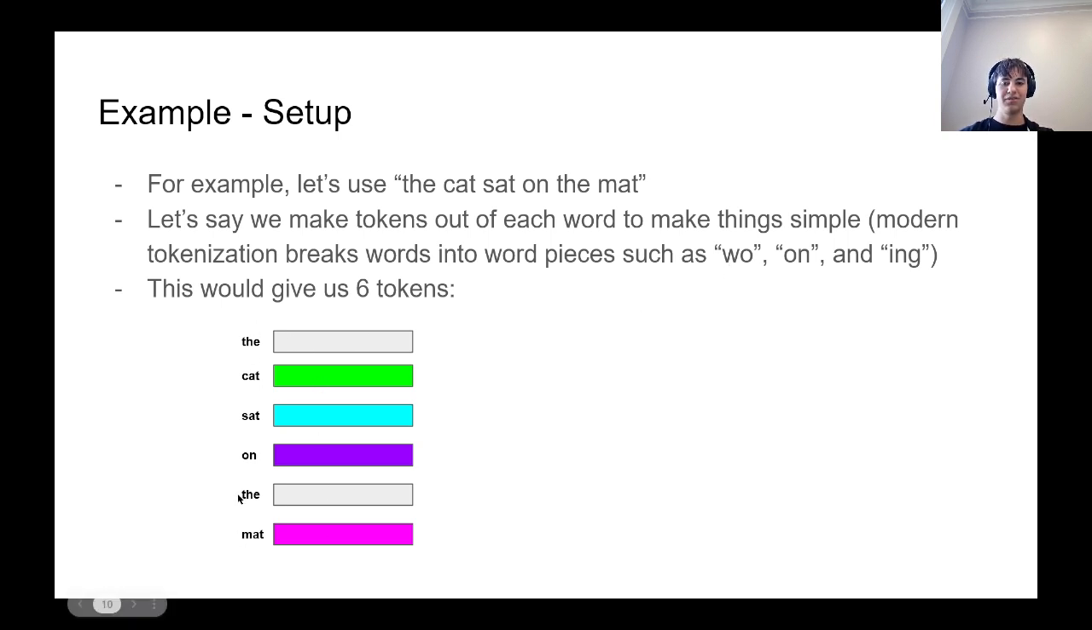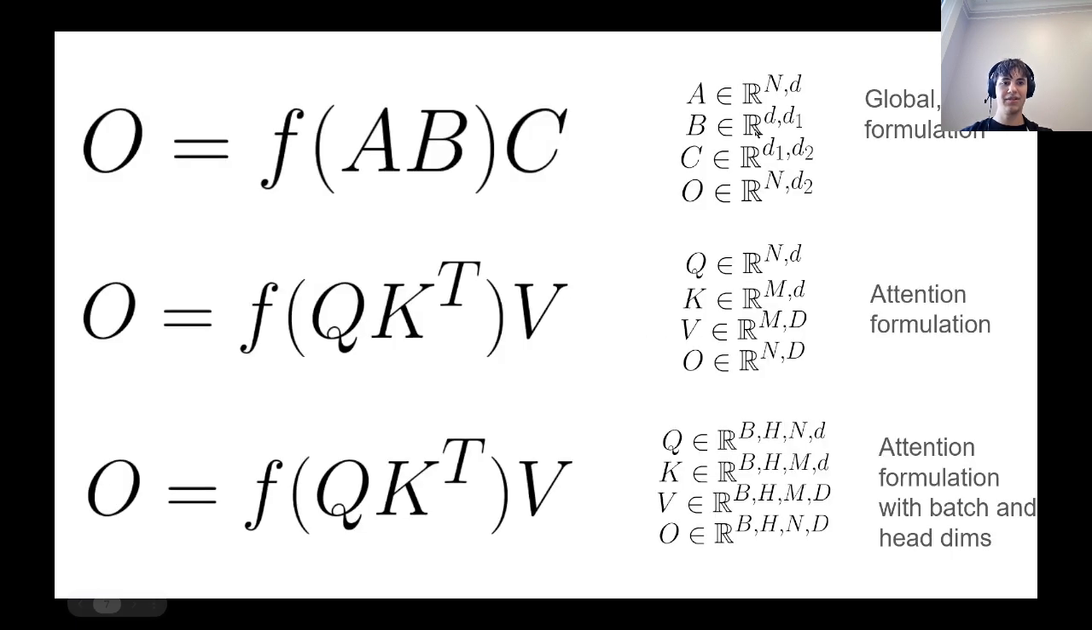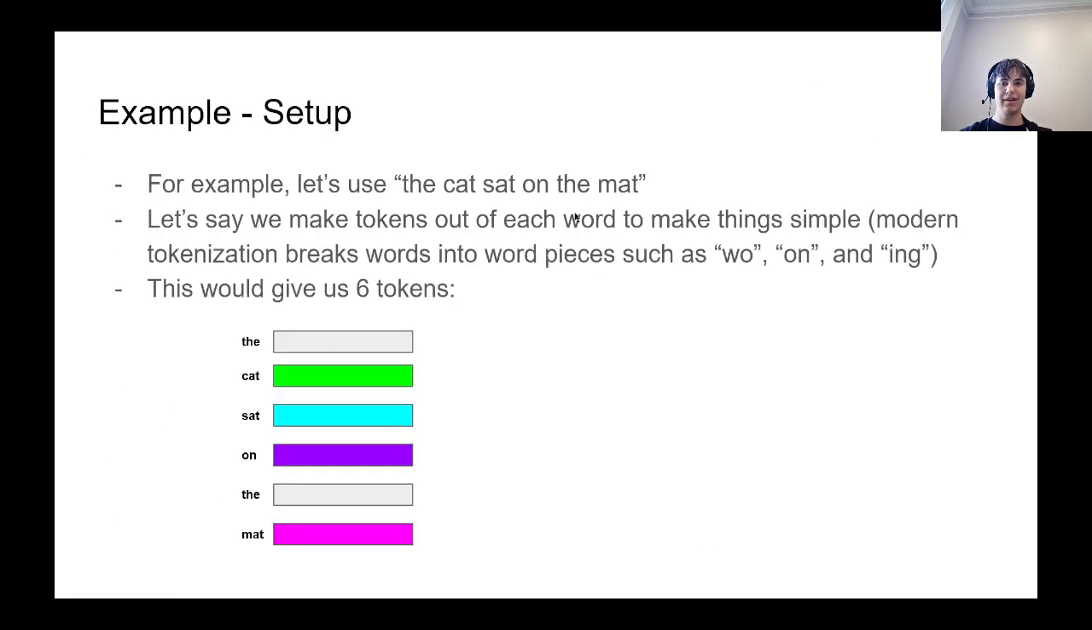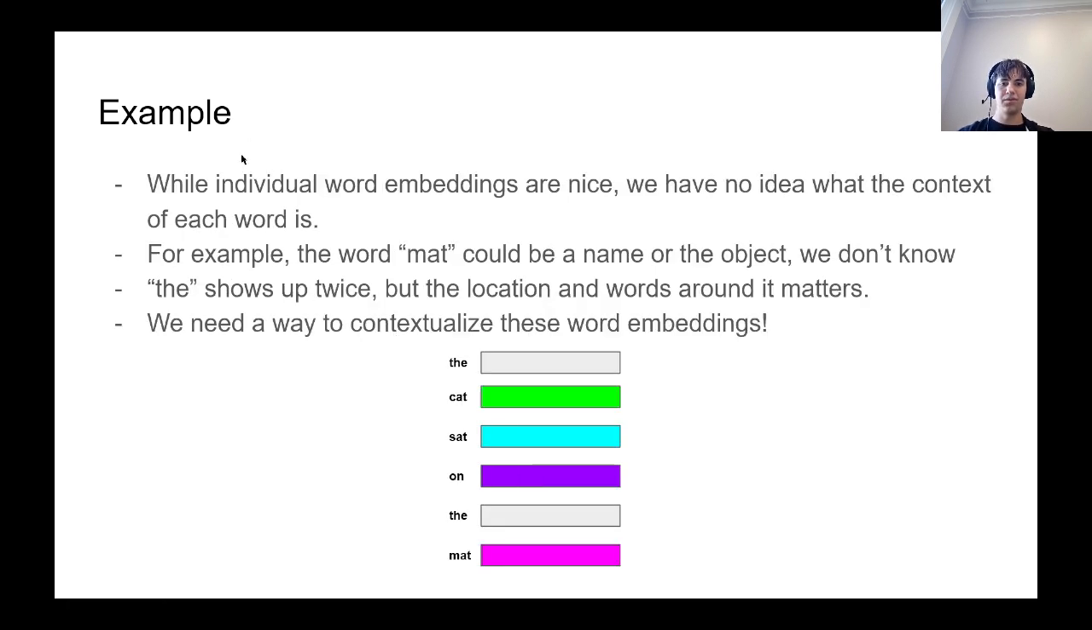So if I go back to our queries, this is an n by d matrix. So n will be 6, and d will be whatever our dimensionality is. This is going to be our example that I'm going to use throughout a lot of the presentation. But as I mentioned before, mat could be a name or it could be an object, and you don't know what that is unless you have context.